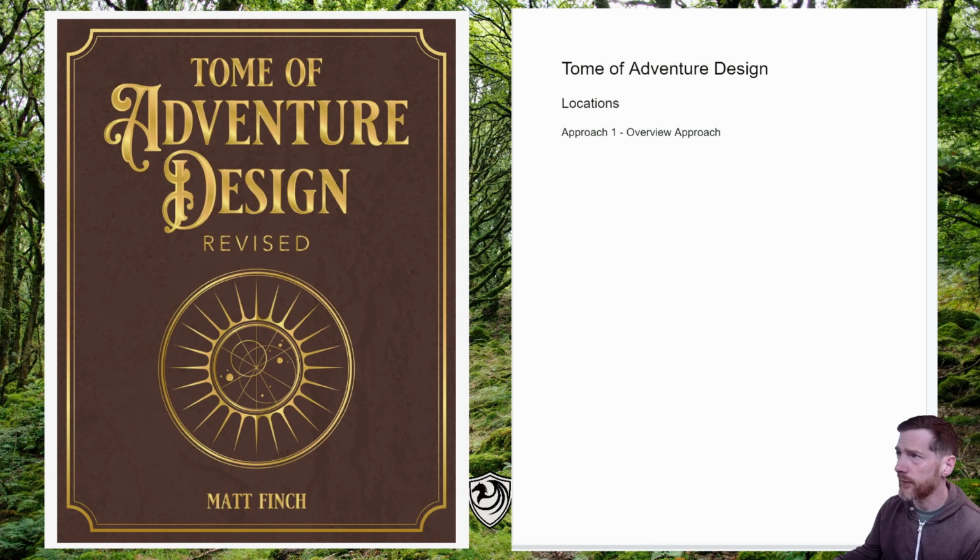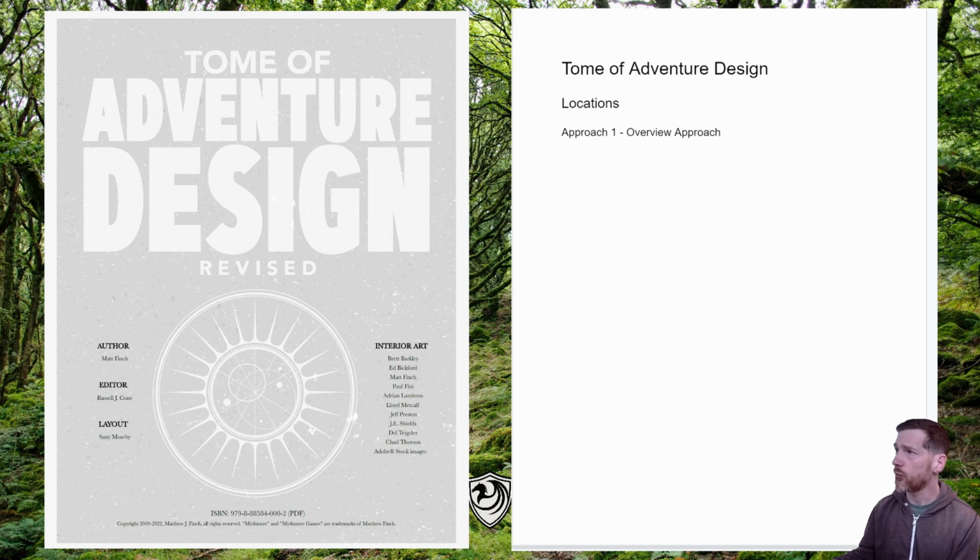Let's flip the camera around a little bit here. We'll take a look at this content. So on the left side of the screen, I have the Tome of Adventure Design PDF called up, and I have a Google Doc here where I'm going to be taking some notes as we go through and roll up this adventure.